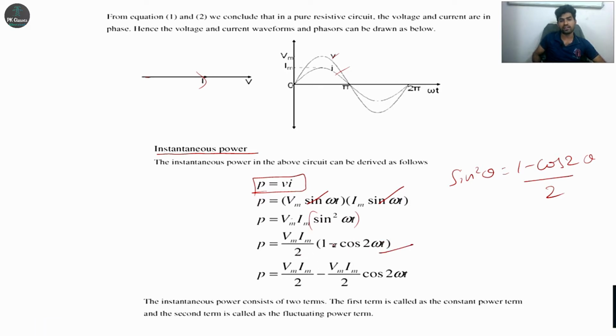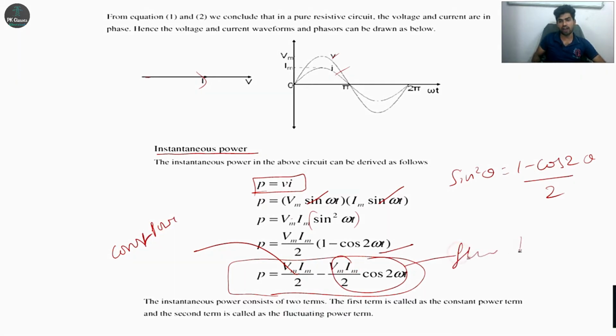So finally, I'll rearrange the equation. So Vm Im by 2, minus Vm Im by 2 into cos 2 omega t. See, this equation we got instantaneous power. This is called as constant term. This one is called as fluctuating time varying part. Varying part, right? So here cos 2 omega t is definitely a time varying, because with respect to t will be there. Time varying part.